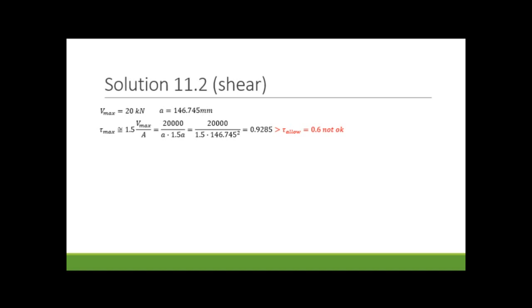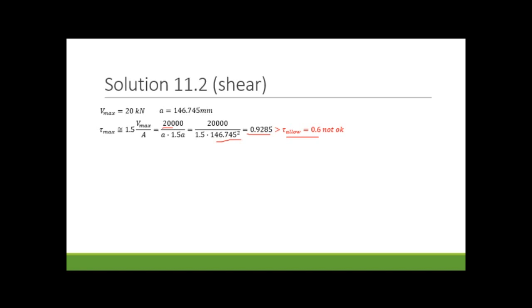If I put in the formulation, you also remember I have to convert kilonewton to millimeter again. 20,000 times the area. The area of a rectangle is width times height, and if I put in A, which I already obtained, I find that this value is greater than our allowable stress. Therefore, if I choose 146 for the minimum A value, our section will not satisfy the allowable value.